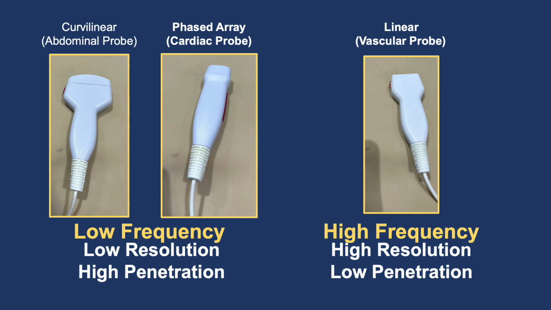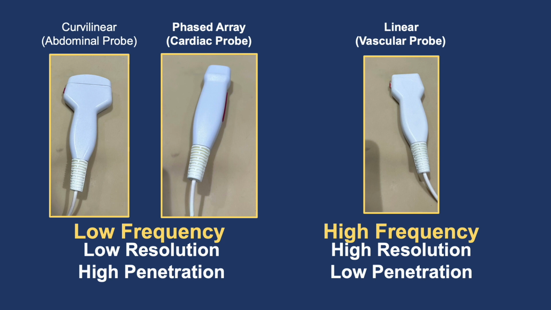The curvilinear probe is often known as the abdominal probe. Because it has a wide footprint, it is used in the abdomen and pelvis more frequently so you can see more tissue. The phased array or cardiac probe is also low frequency, but because of its small footprint, it's ideal for examining between the intercostal spaces. It also has a faster frame rate, so it detects the motion of the heart better than the curvilinear.